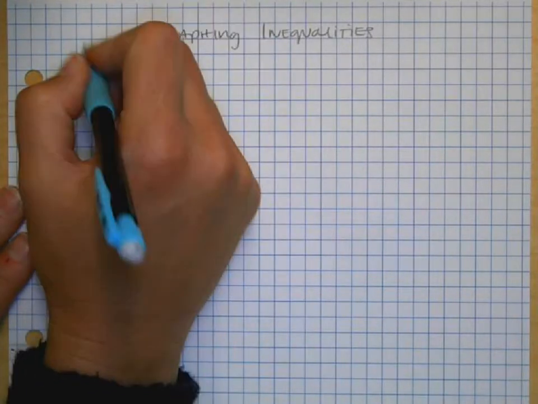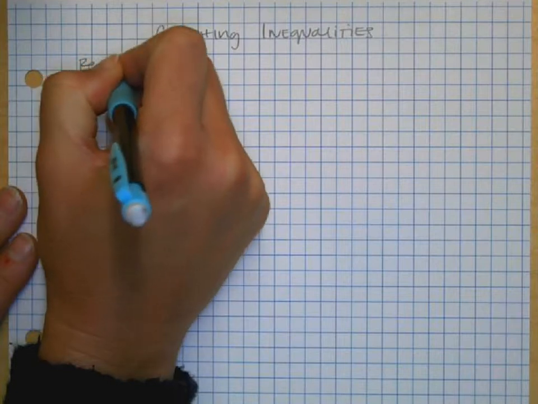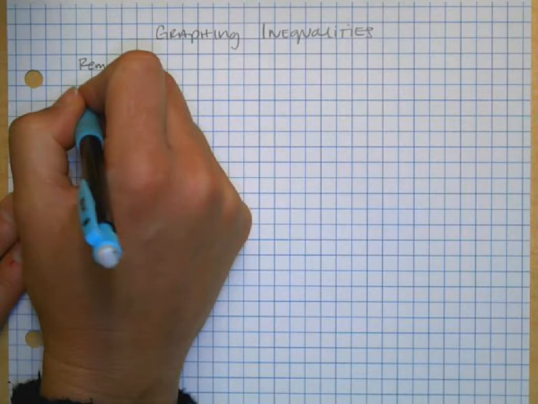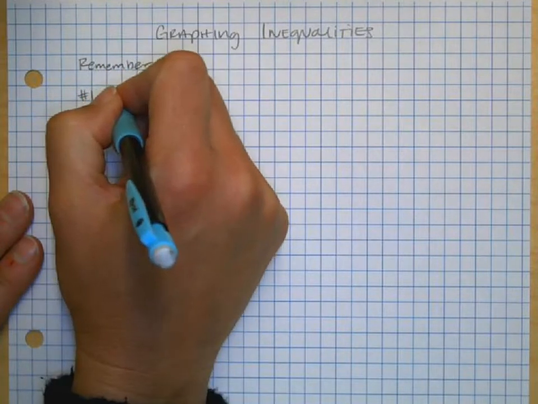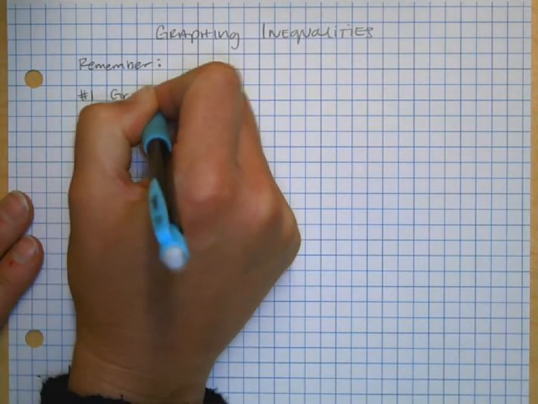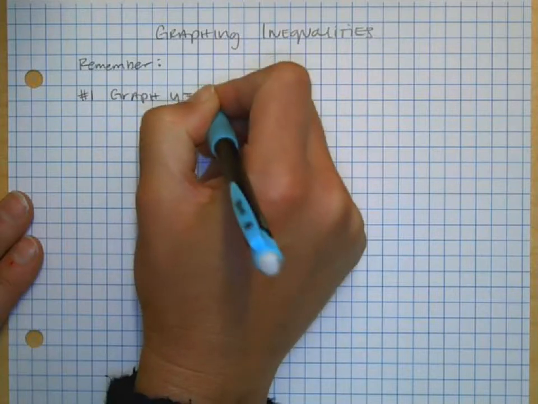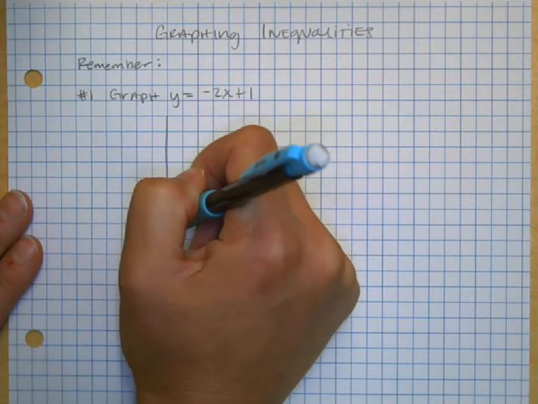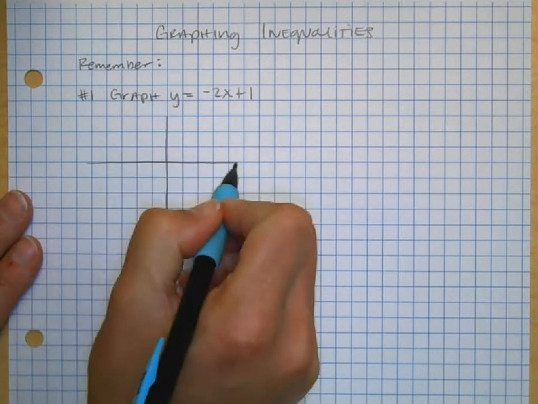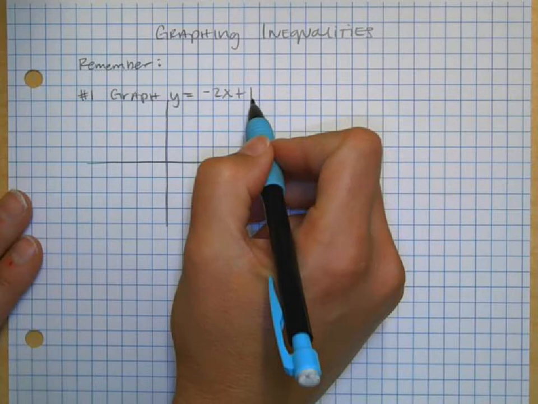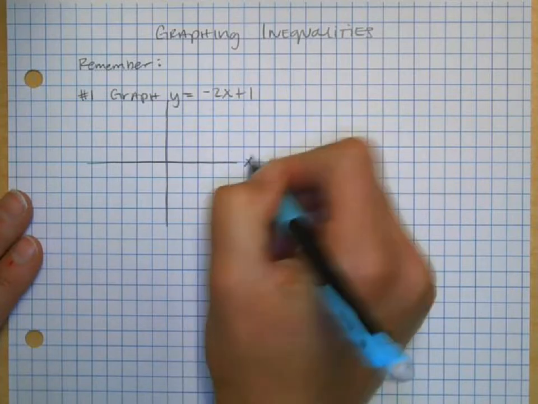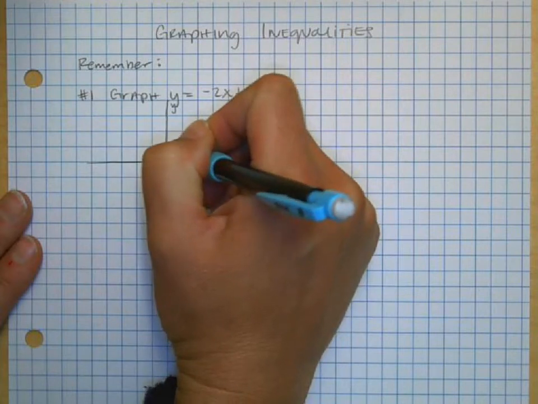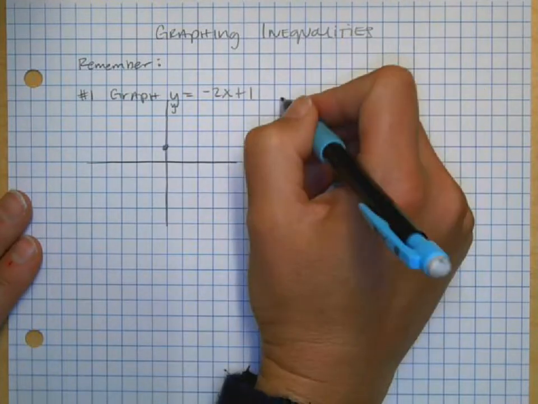I just want to go over how to graph a linear line, or a linear graph. So for our first example, we're supposed to graph y equals negative 2x plus 1. Go ahead, make your graph, and we are going to start at our y-intercept. Remember, this is your x, this is your y. You're going to start at your y-intercept at the positive 1, make a dot, and then this is your slope.